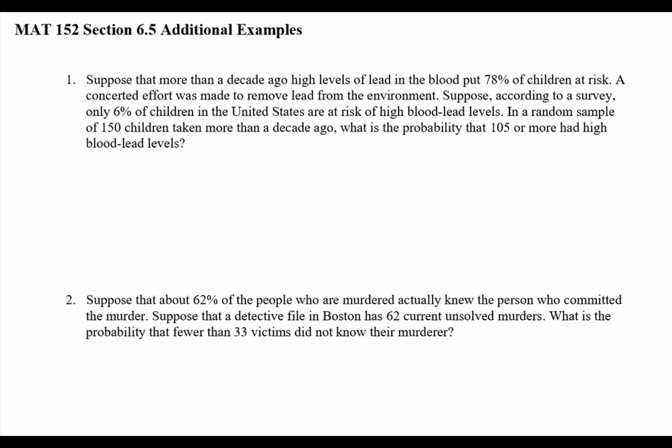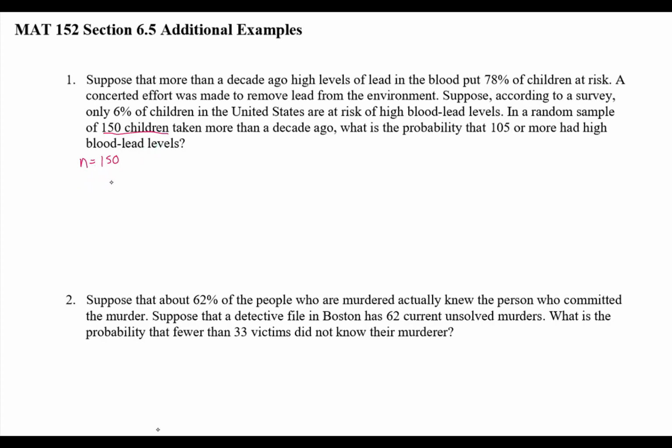In a random sample of 150 children taken more than a decade ago, what is the probability that 105 or more had high blood lead levels? So the first thing we need to do is make sure this is a binomial probability, and then that we can use the normal approximation. To do that, let's check: do we have a fixed number of trials? In this case, we had 150 children, so our fixed number of trials is 150. And those trials are going to be independent, so we meet that criteria.